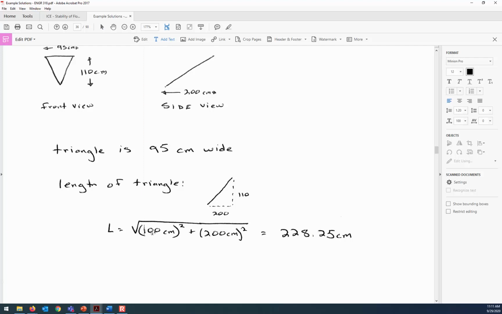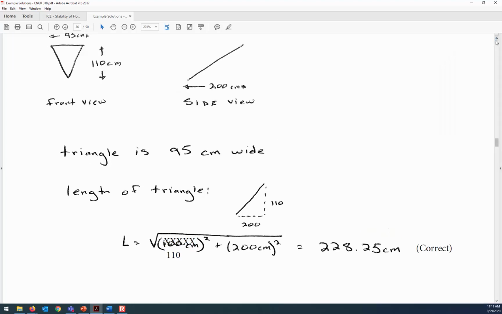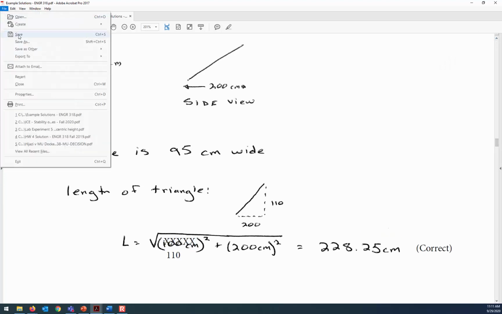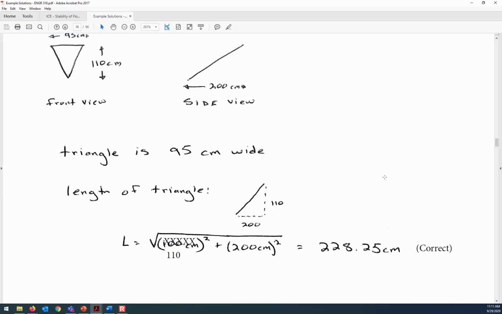And so it should be 110. And this is still correct. But I had just written 100 when really it's 110. Does that answer your concern? Yes, thank you. Okay, great. And thanks again for noticing that.